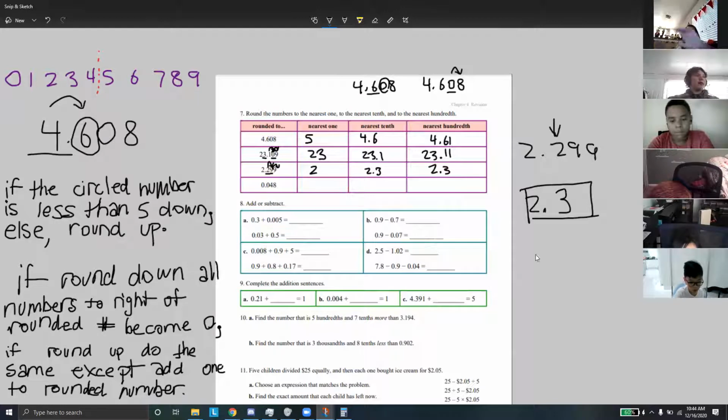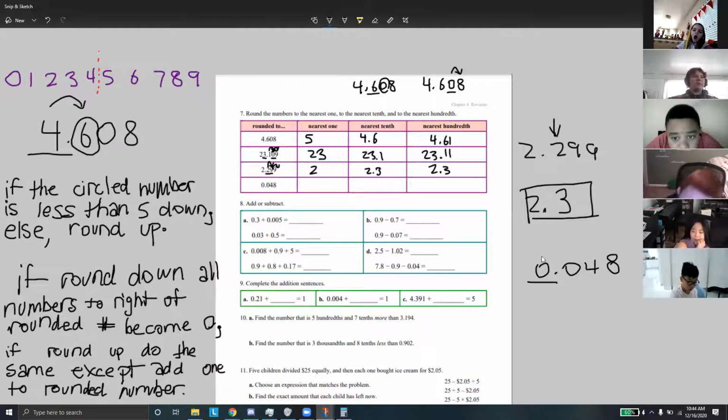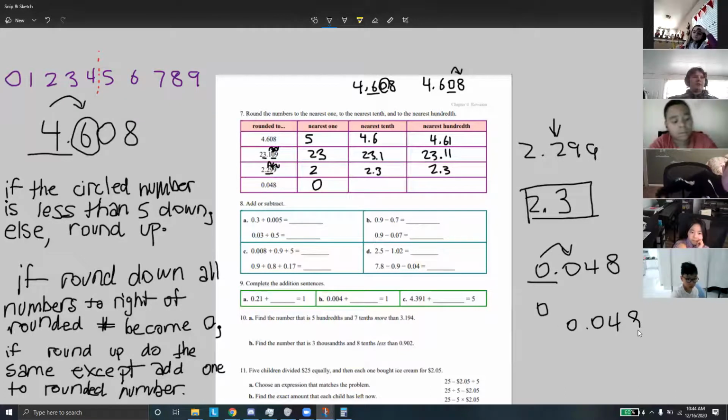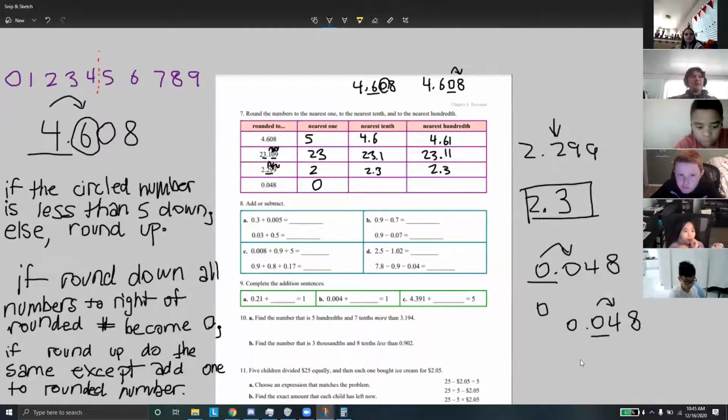Okay, perfect. So now we have the number 0 and 48 thousandths, and we're rounding to the nearest ones place. We look at the number to the right, which is a 0, which means we round down. 0, nothing happens to it, so we have 0. Next, we have 0 and 48 thousandths once again, but we're rounding to the nearest 10th place. We look at the number to the right. 4 is less than 5, which means that we're going to round down. We round 0 down. It's going to be 0.0, which is 0.